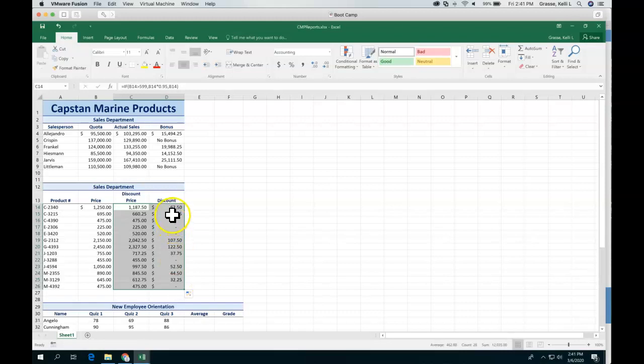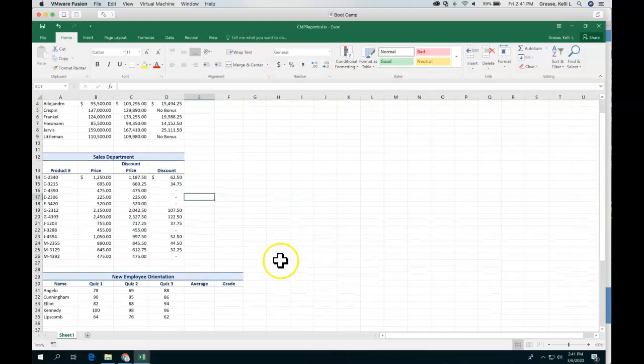And again, it copied my $ signs. I don't want it to do that. I want those to be comma formatted, so just the top row has $ signs. As we talked about earlier, that's a good formatting practice to get used to.